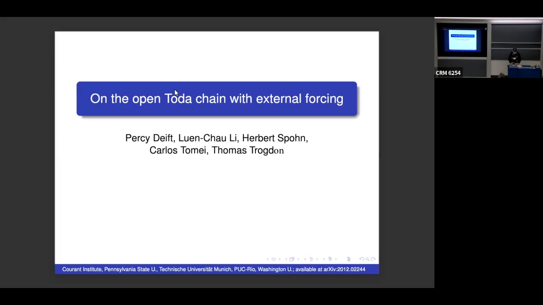Okay, so I'm speaking today about what's called the open Toda chain with external forcing, and this is joint work together with Luen-Chau Li, Herbert Spohn, Carlos Tomei, and Thomas Trogdon. It's a COVID piece of work because I'm in New York, Luen-Chau is in Pennsylvania, Herbert Spohn is in Munich, Carlos Tomei is in Rio, and Tom Trogdon is at the University of Washington. An early version of the paper can be found on the arXiv. You can see the reference below that.